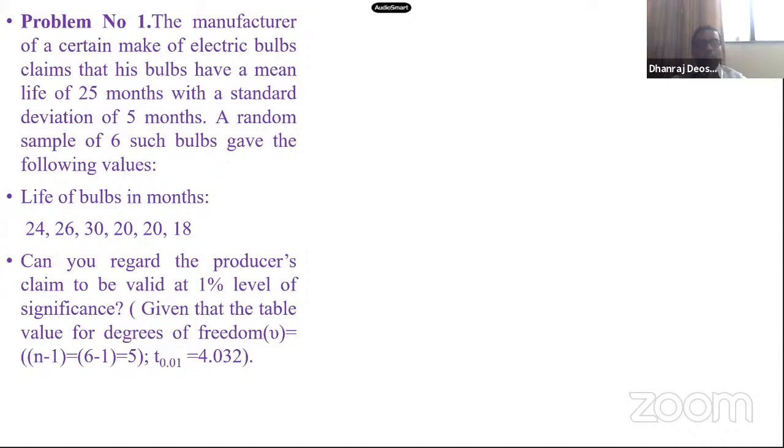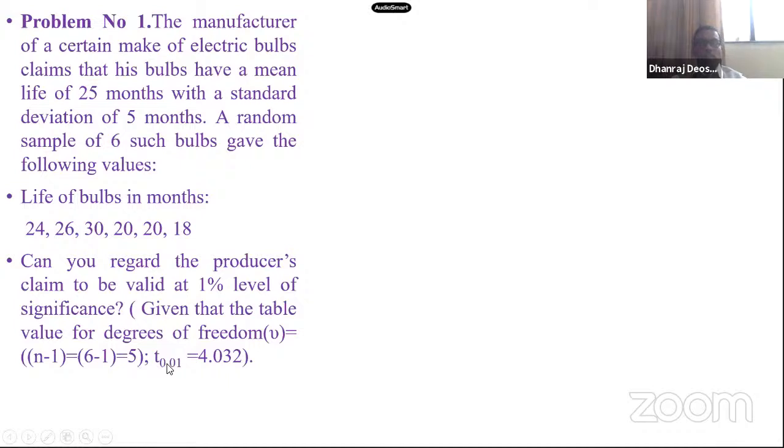Given that the table value for degrees of freedom is equal to n-1. Whatever n is there, from that n you have to deduct 1, then you will get the degrees of freedom. So sample size is 6 minus 1, so degrees of freedom will be 5.